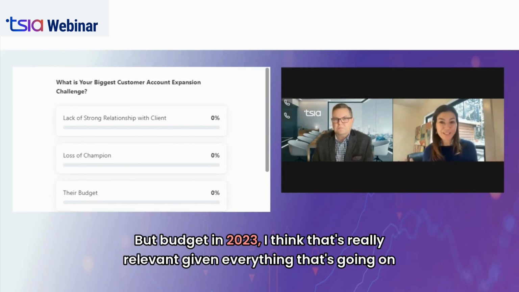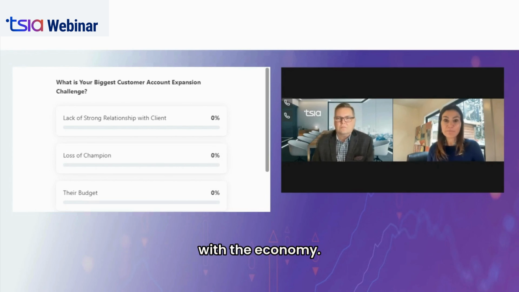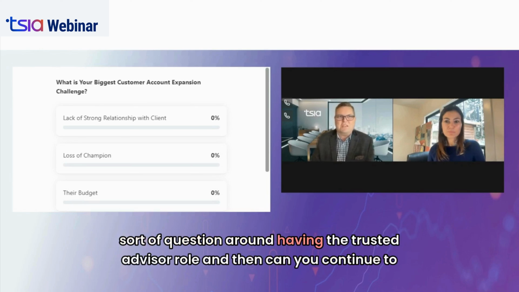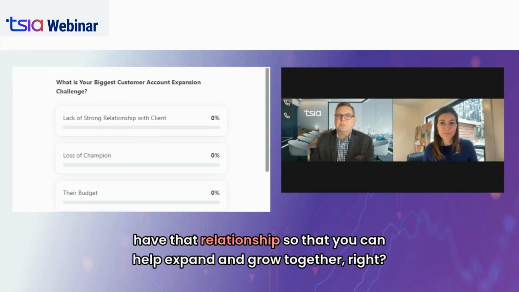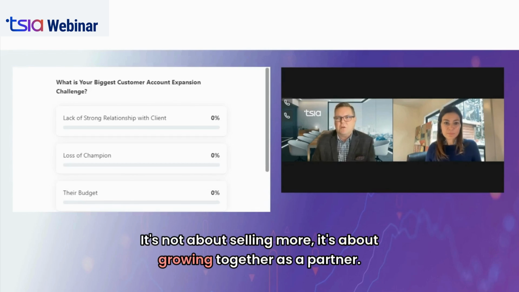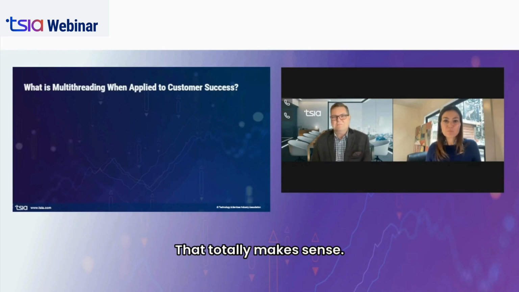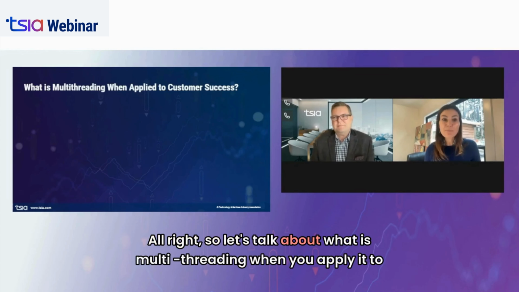But budget in 2023, I think that's really relevant given everything that's going on with the economy. Yeah, it makes a lot of sense. Especially, there's this question around having the trusted advisor role, and then can you continue to have that relationship so that you can help expand and grow together, right? It's not about selling more, it's about growing together as a partner. And if you don't have that relationship, it's very, very difficult to get there. That totally makes sense.